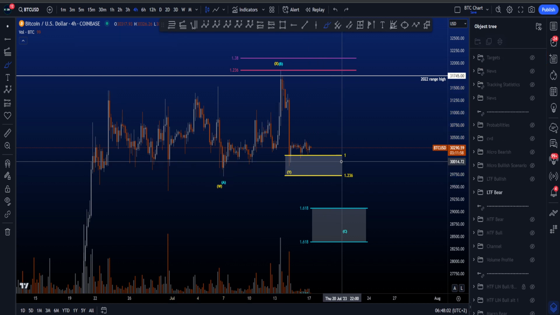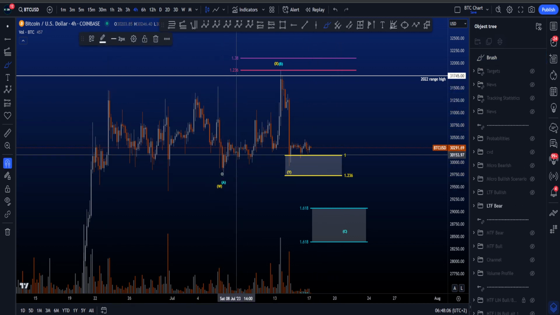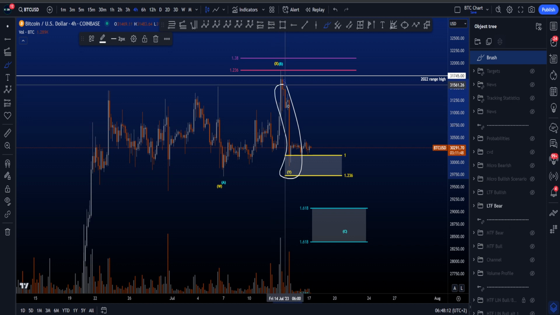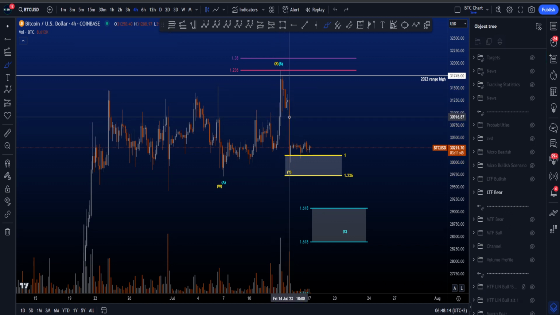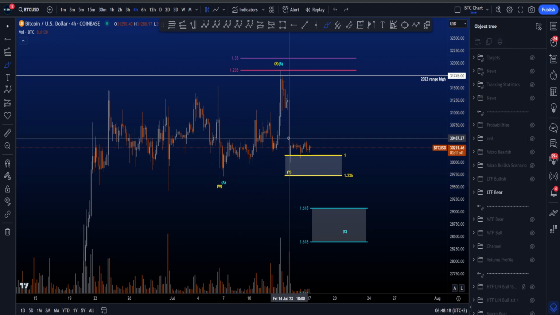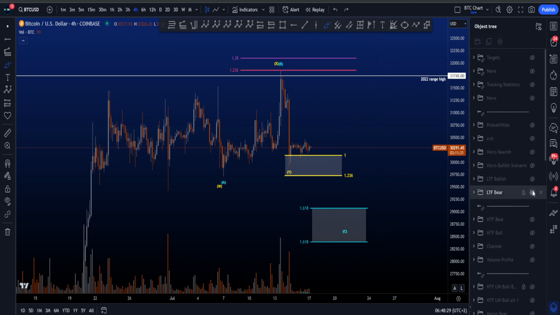of wave X. The only thing here is actually time, because looking at the length of this W as well as the length of this X and then a very small Y, that doesn't really match. So the fact that Y is so small in time is usually not something you want to see compared to a much larger W and a much larger wave X. So that's something to keep in mind, lowering the probabilities of this being a WXY over here, but we do have to at least consider this scenario, after which we would then expect a move towards the upside.